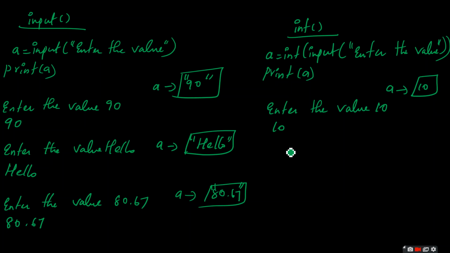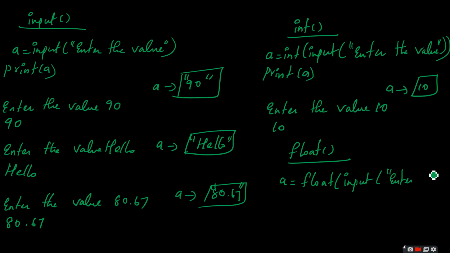Next, if we want to input a floating point number, we are having float function. So using float function, we can input the floating point number. See here, a equal to float input, enter the value. Now we have to close the two parentheses. Okay, one parenthesis is of input function, other parenthesis is of float. Now print a. Now we are executing this program code.